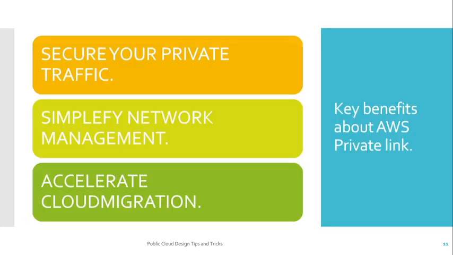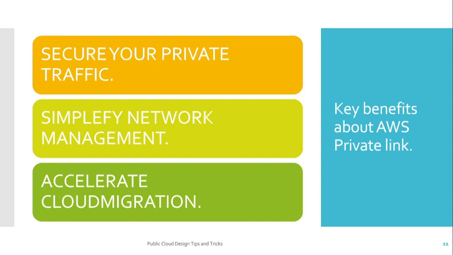Now let's try to understand what are all the key benefits of AWS PrivateLink. So the first key benefit is secure your private traffic. That means the one that we have discussed. You have multiple VPCs, or you have your own VPC where you want to connect to the PaaS services, AWS PaaS services securely. So with PrivateLink, the traffic will always remain in the private network. It will never go to the internet world. So that is the power of AWS PrivateLink.